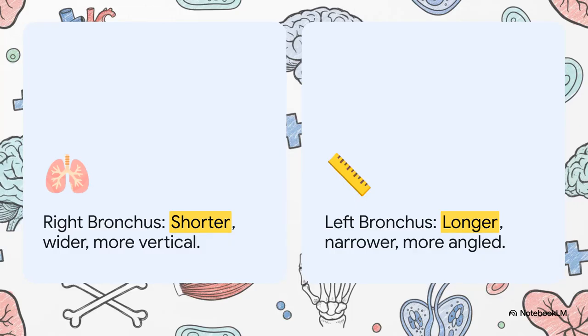Contrasting the right and left bronchus brilliantly illustrates a really critical anatomical rule. The right bronchus is shorter, wider, and much more vertical than the left. Because of this exact geometry, if a patient aspirates a foreign body, or, hey, if the endotracheal tube is pushed just a bit too far down during intubation, it almost always ends up on the right side.